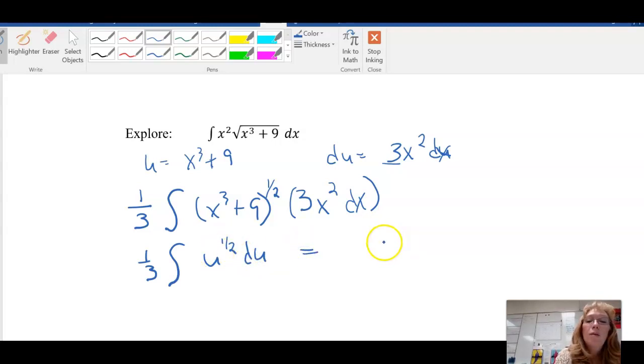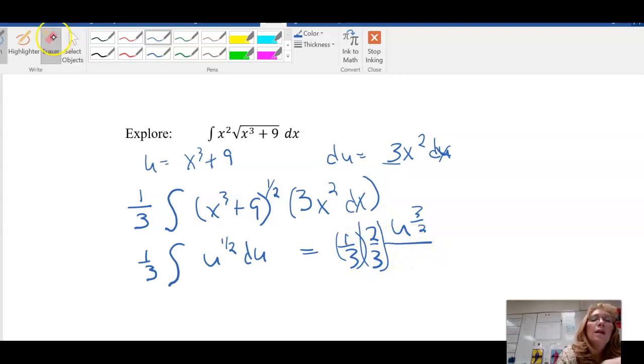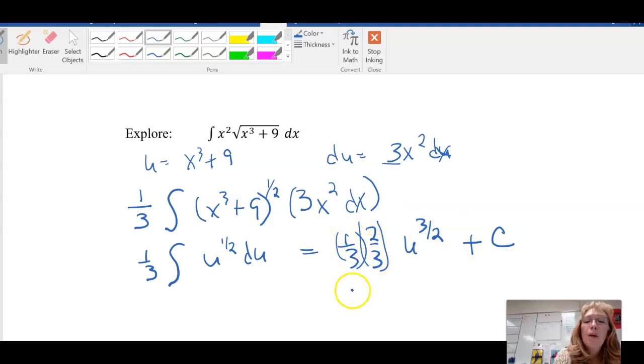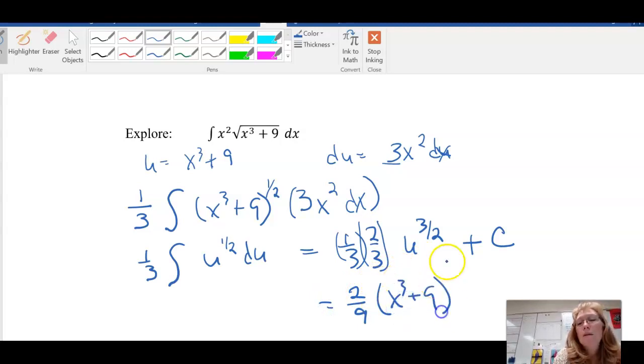Okay, when we do the antiderivative, well, that's 1/3 from the outside, u to the 3/2 power, but I'm not going to divide by 3/2, I'm going to multiply by 2/3. So I didn't need that divisor there. Let's rewrite that pretty. Plus c. Okay, so now if I multiply here, that gives me 2/9. U is x cubed plus 9 to the 3/2 power plus c.